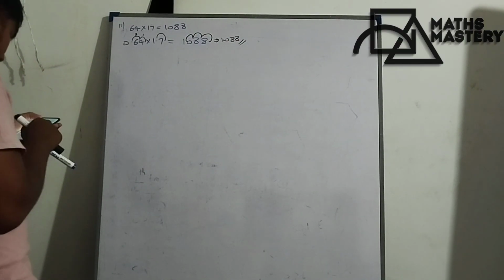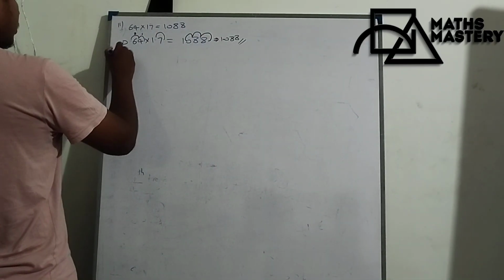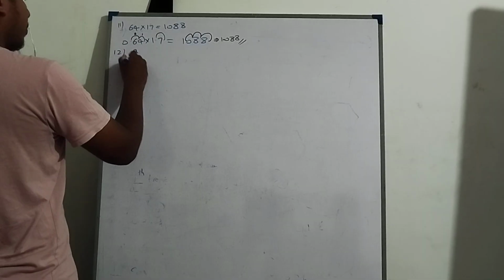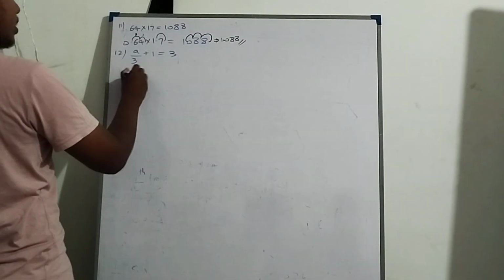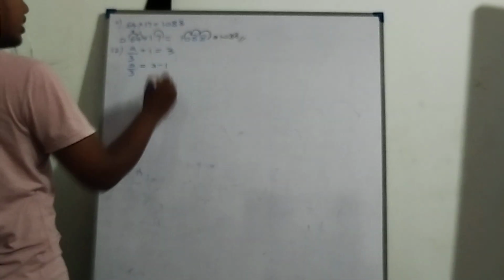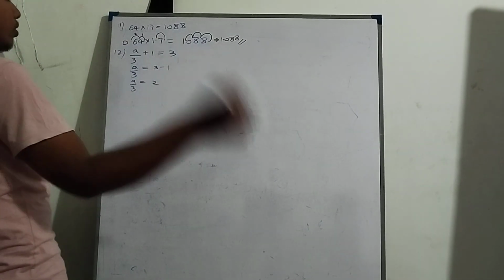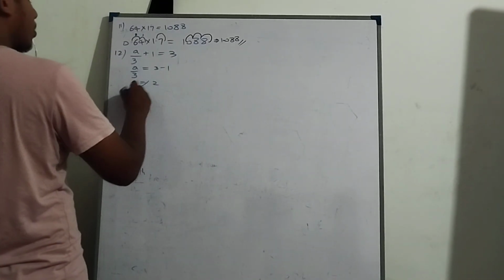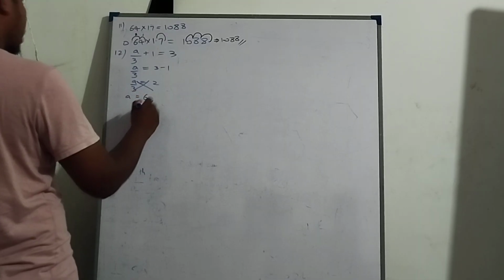Okay, let's go to question number 12. A over 3 plus 1 is equal to 3. So what happens? Plus 1 comes to this side. When plus 1 comes to this side, the answer is 3 minus 1, the answer is 2. So next, when there's an equal sign, I have told you several times, you use the butterfly method or else the cross multiplication. So cross multiply. A times 1, A, 3 times 2, 6, the answer is 6.